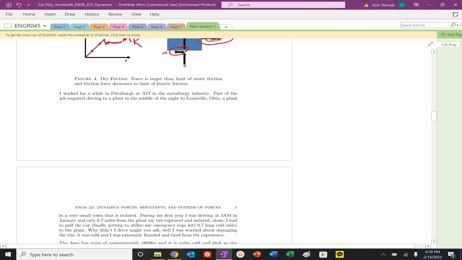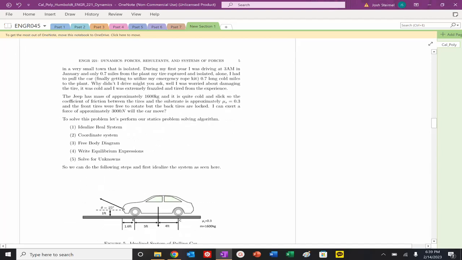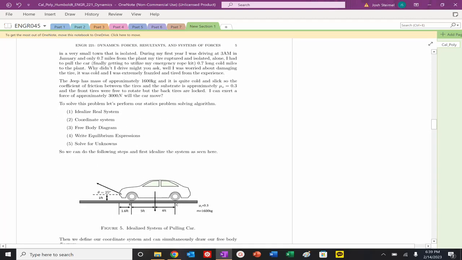But anyways, this presents a nice opportunity for us to look at this problem and analyze it, essentially looking at statics. So I think the Jeep has a mass of approximately 1,600 kilograms. The coefficient of friction between the tire and the substrate is approximately 0.3. I can exert a force of 3,000 newtons. Will the car move?